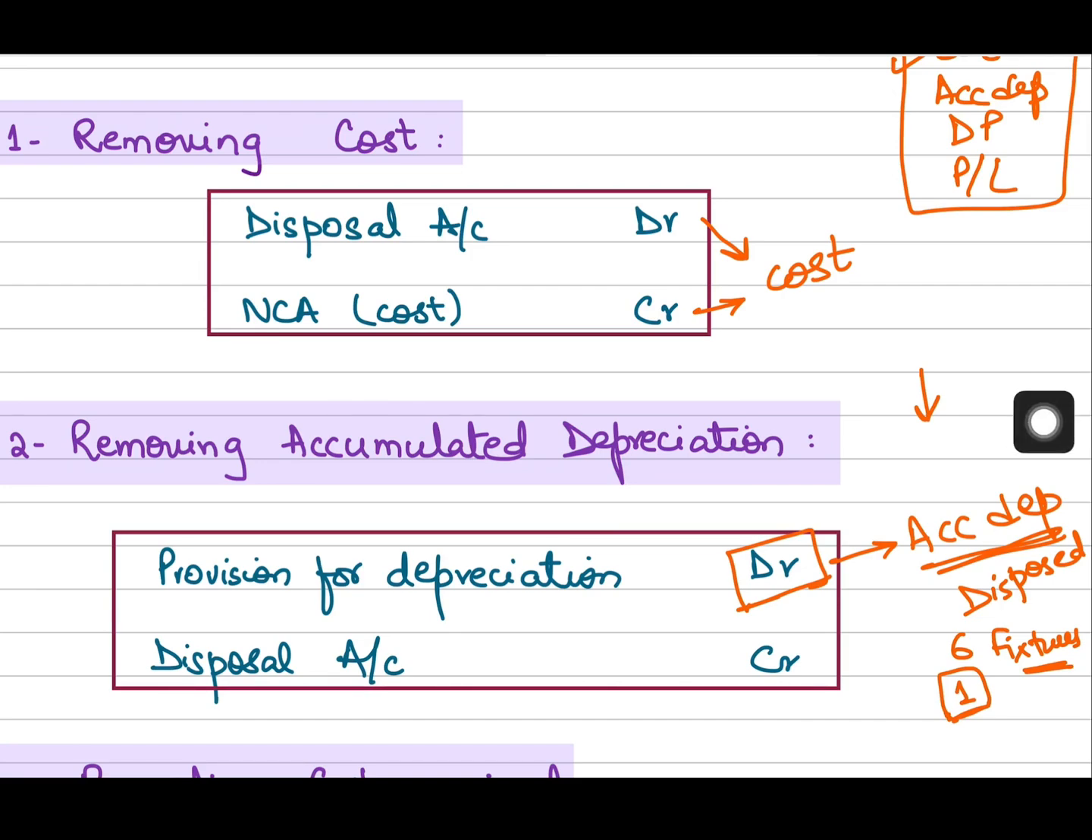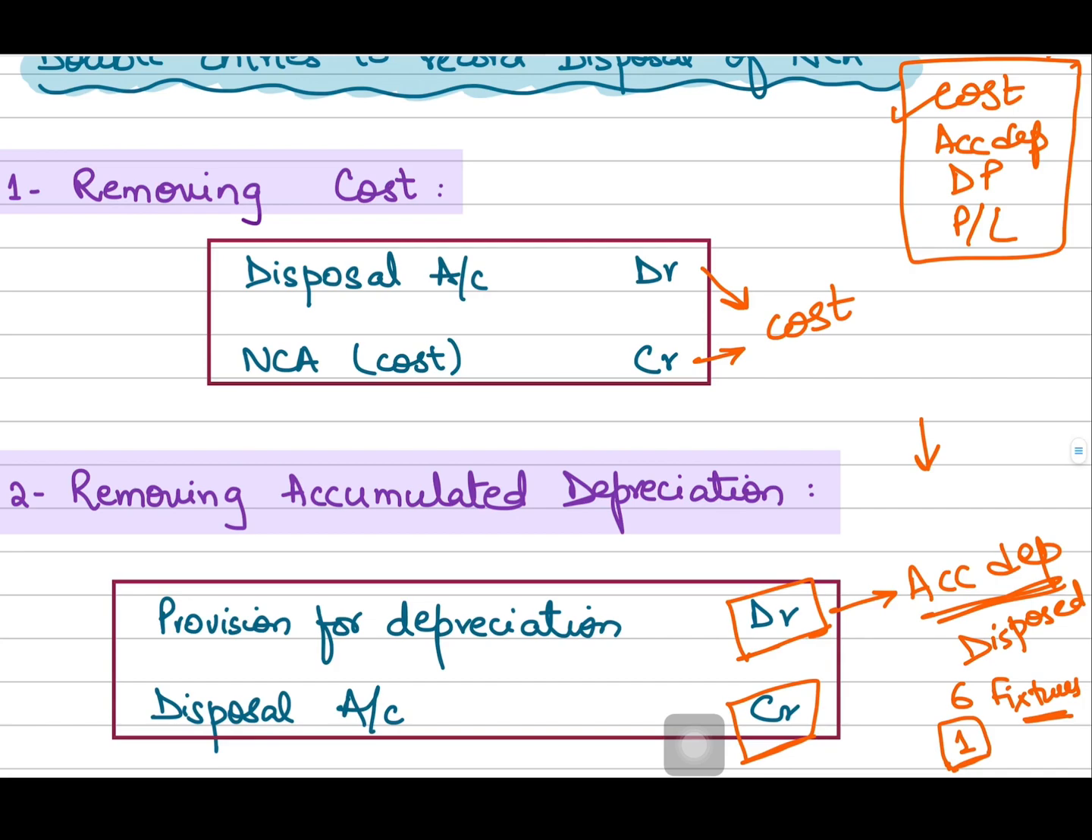So, I will be debiting my provision for depreciation account with the accumulated depreciation of this asset, and I will be crediting my disposal account as well with the accumulated depreciation charged throughout the life of this non-current asset. So, this is how we remove the cost, crediting the non-current asset account, and we remove the accumulated depreciation by debiting the provision for depreciation account. Since this is a contra asset account, you can see that this account is being credited to remove the cost, and this account is being debited to remove the accumulated depreciation, again the opposite effect.